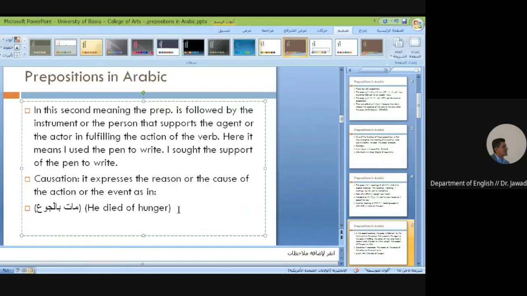Now, another meaning of this preposition is causation. السببية أو التعليل gives the reason of something, the cause of something. It expresses the reason or the cause of the action or the event. And let us have a look at this example which illustrates this meaning. مات بالجوع. مات بالجوع.